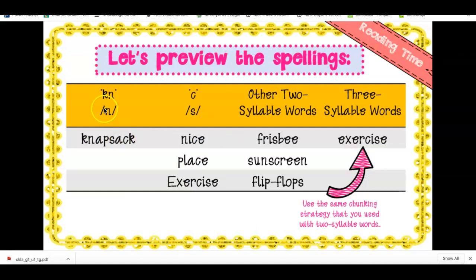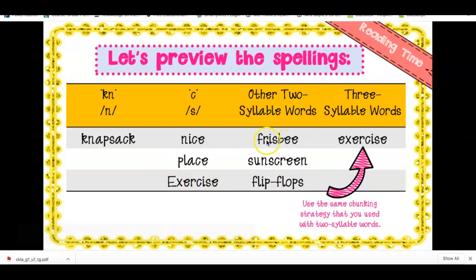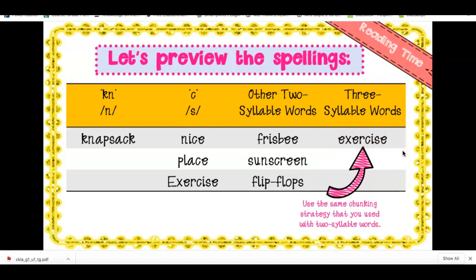Our spellings for today, we have the N sound, spelled with the letters K-N in the word knapsack. The S sound, spelled with the letter C in the words nice, place, and exercise. Other two-syllable words, frisbee, sunscreen, and flip-flops. And today we have a three-syllable word, exercise. Now remember, if you come across a longer word that you don't know, for example, exercise, you always want to sound it out, blend the sounds that you know, and then put all the chunks back together.